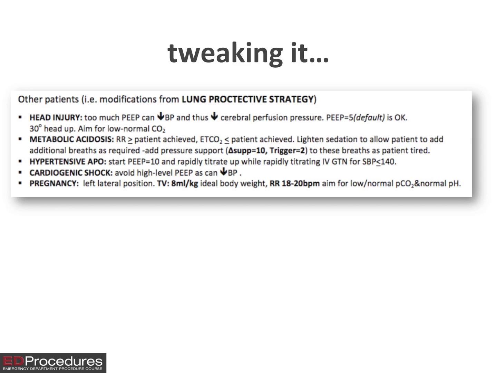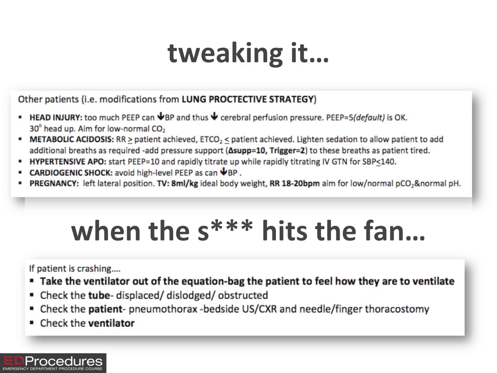In the pregnant patient, please ensure that a wedge is in place under the right hip to roll the uterus off the IVC, thus ensuring adequate venous return for adequate cardiac output. Other physiologic changes of pregnancy include a larger tidal volume of 8 millilitres per kilogram of ideal body weight, a faster respiratory rate, 18 to 20 breaths per minute to maintain the same pH, and a low normal CO2.